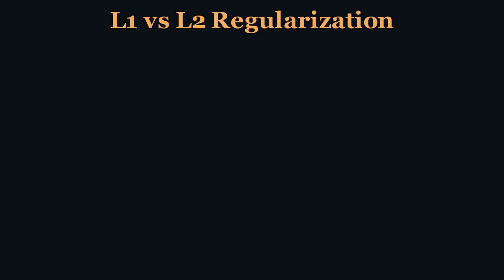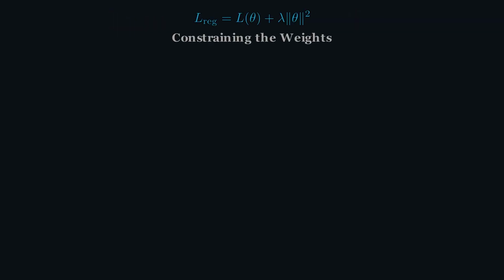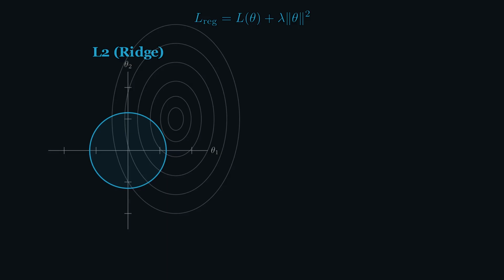How do we prevent overfitting? The most elegant solution is regularization, and its geometry is beautiful. L2 regularization, also called ridge, adds the squared magnitude of the weights to the loss. This creates a circular constraint region. The optimizer must find the lowest loss that stays inside this circle. When the loss contours touch the circle, they meet at a smooth point. Both coordinates are non-zero.